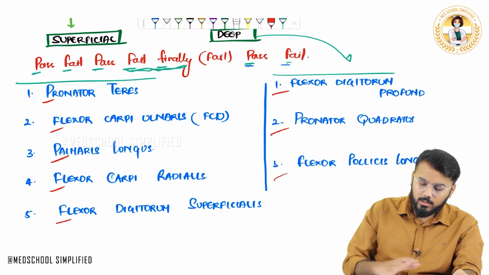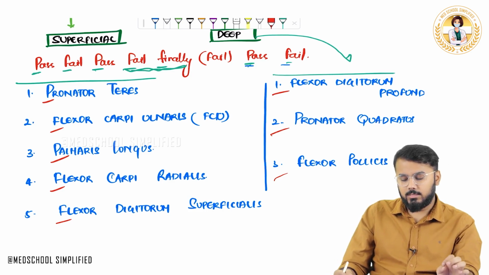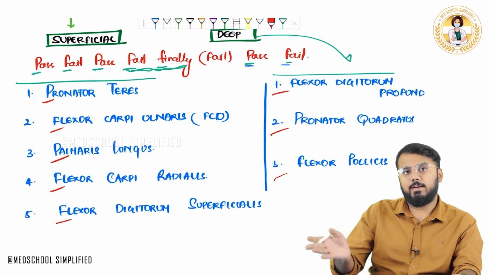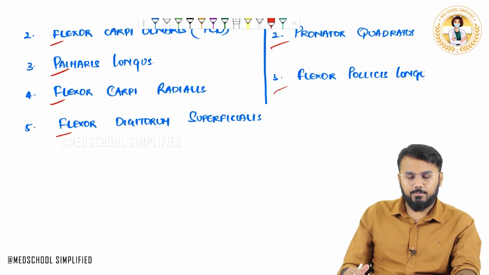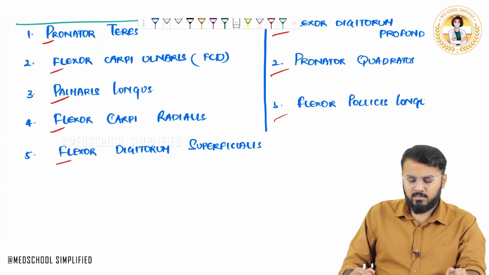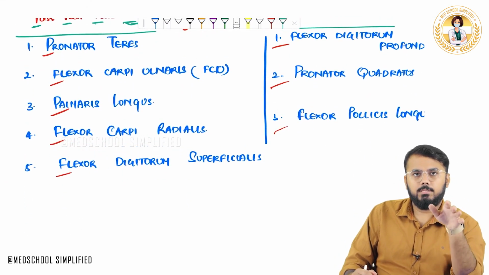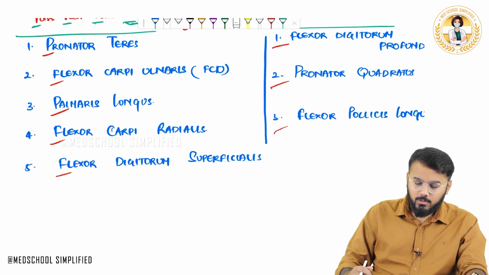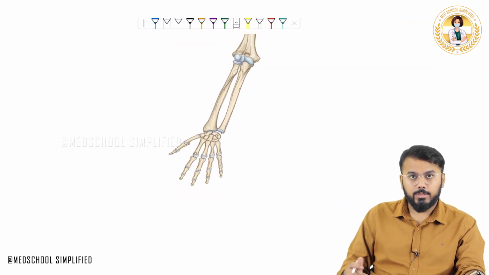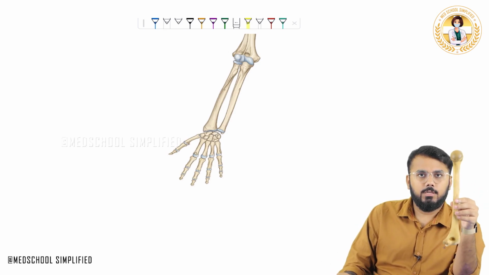Now, out of all these muscles, guys, the nerve innervation I will tell you at the end, when I explain the muscles. Okay, so now let us look into each and every muscle. We have just discussed that we have superficial and deep muscles of the anterior compartment of the forearm. Now, one very important point you need to know is that this is the humerus here.